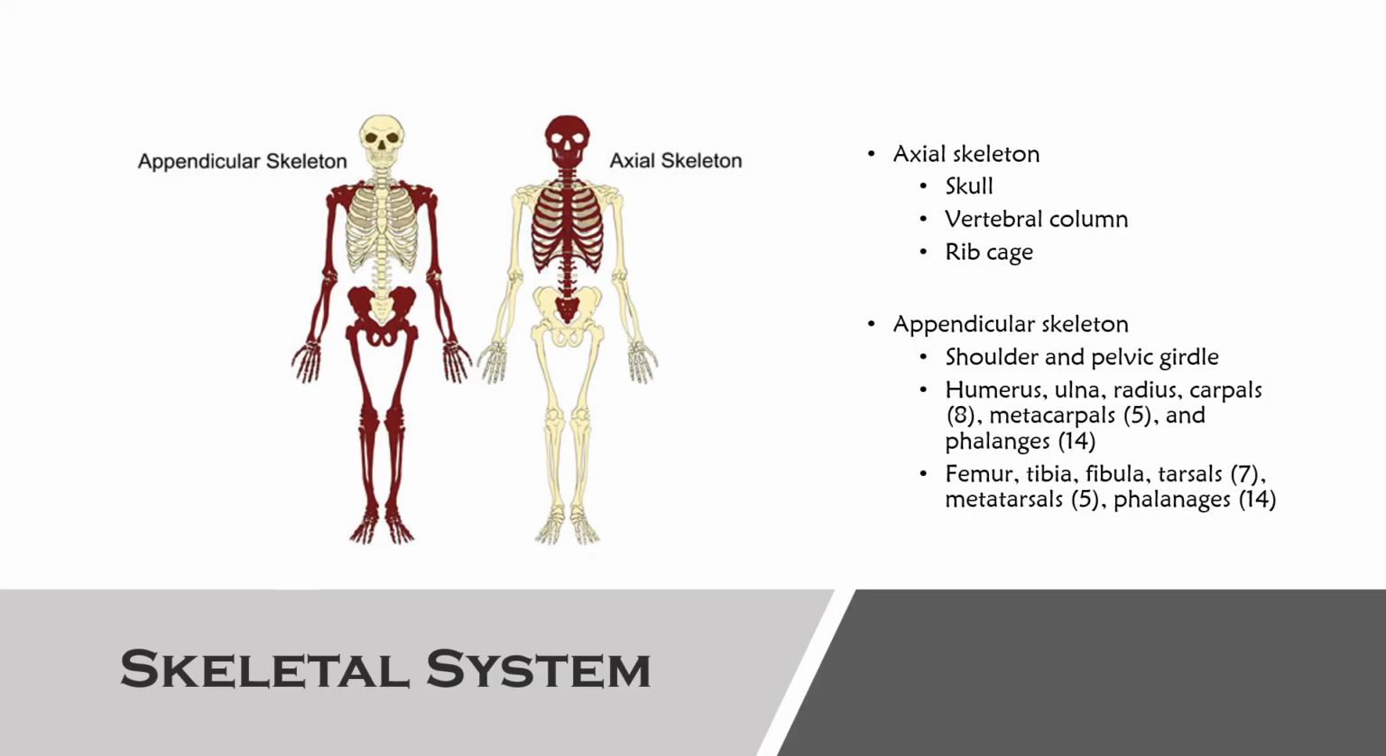Now, there are two types of skeletal system. There's your axial skeleton, which consists of the skull, the vertebral column, and the rib cage. And your appendicular skeleton are the appendages, so your pectoral or shoulder and pelvic girdle. It also consists of the humerus, ulna, radius, carpals, metacarpals, and phalanges. Those are your upper limb bones. Your lower limb bones are the femur, the tibia, the fibula, the tarsals, the metatarsals, and the phalanges.